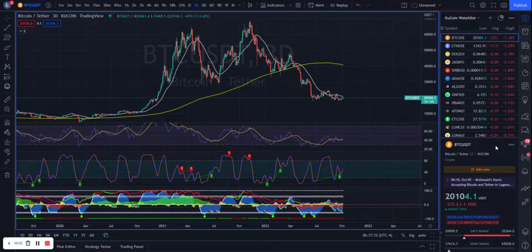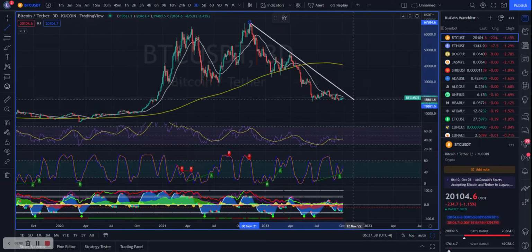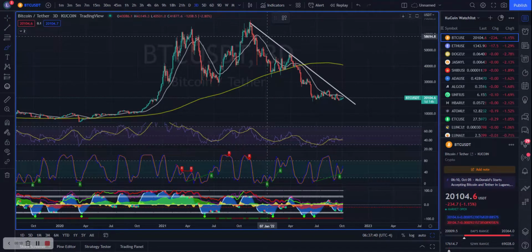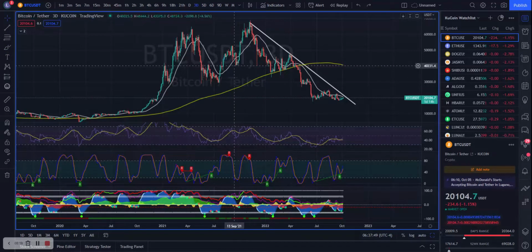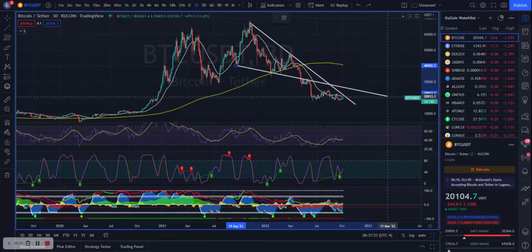Hey, so we have Bitcoin here on October 5th, and we are in the 3-day chart. So we're going to start with some trend lines here, and we're going to draw this one right there. As we can see, we have one touch point and two touch points that confirm this trend, and we're going to continue doing that as we progress here. So we have another one right here. We're going to get our downward sloping trend.